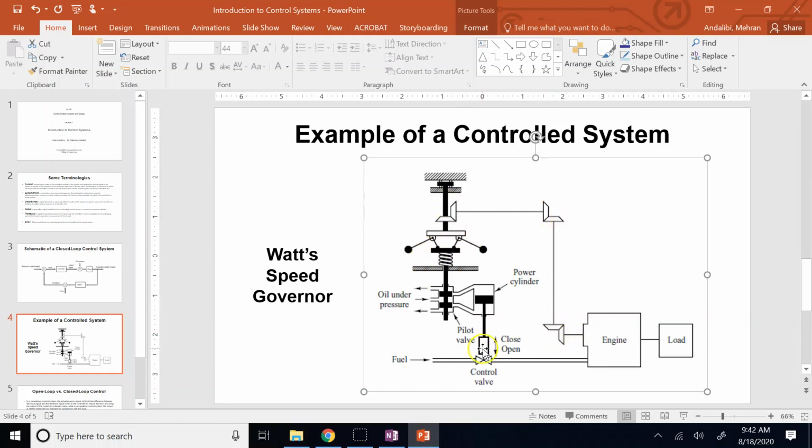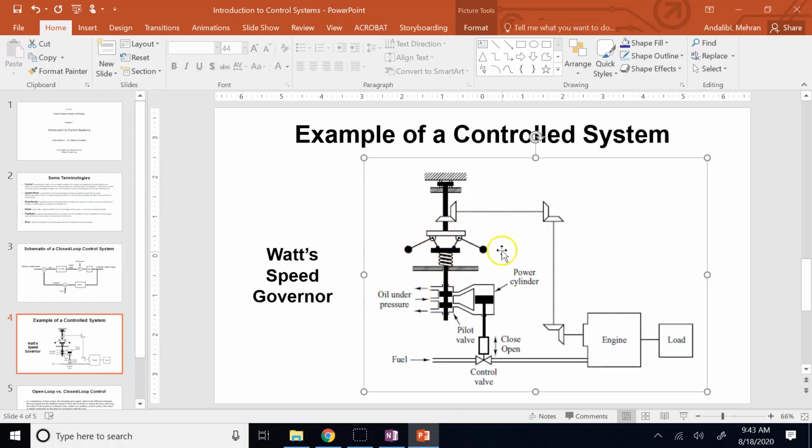RPM goes up, this mechanism will what? Shuts the fuel valve a little bit, right? And if RPM drops, this mechanism will open up the fuel valve a little bit to bring back the RPM. So that's what happens through this entire mechanism. Again, here, if you say the input to the system, actual input is fuel, and that's what you can control. The output that you want to control is what? RPM. The controller is this governor.